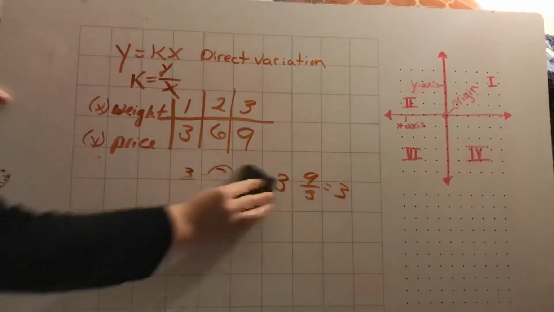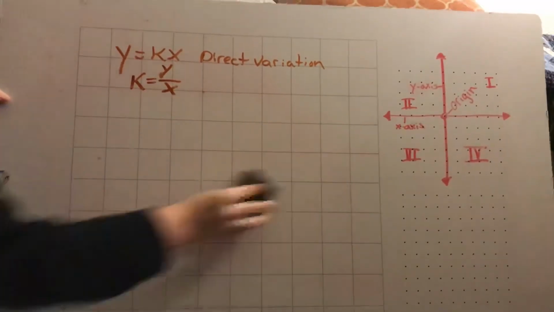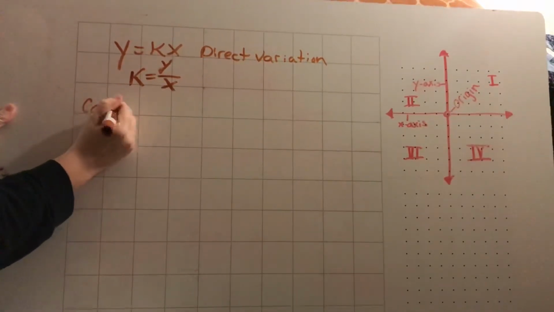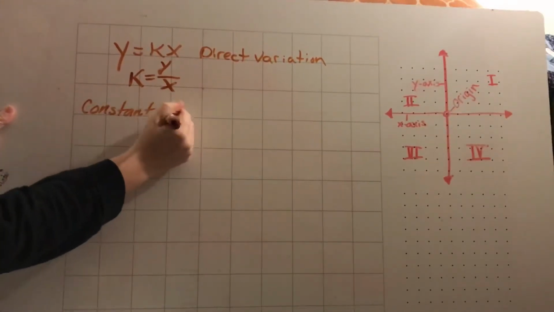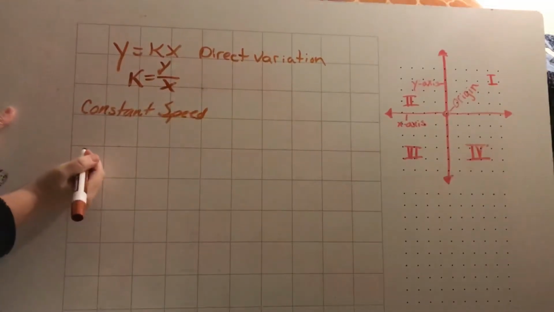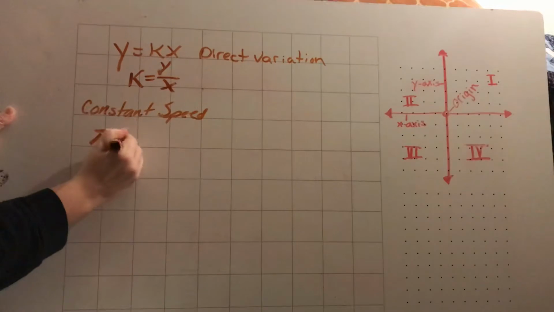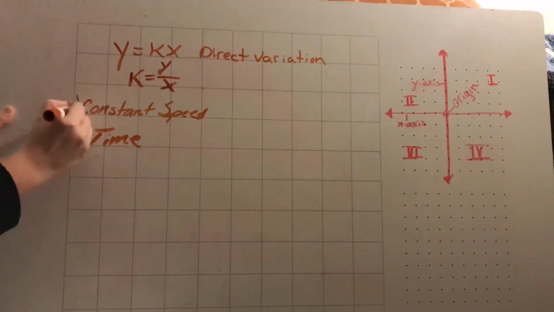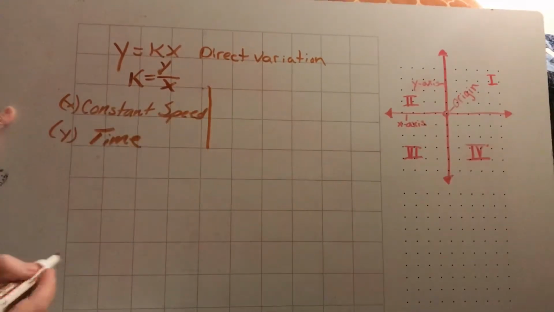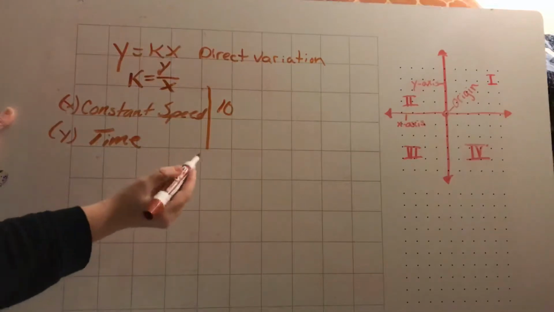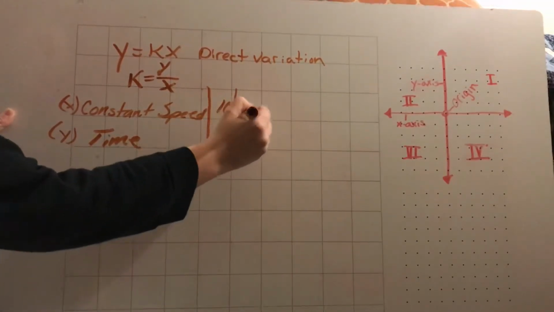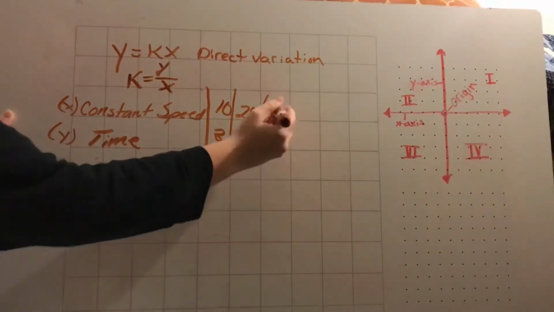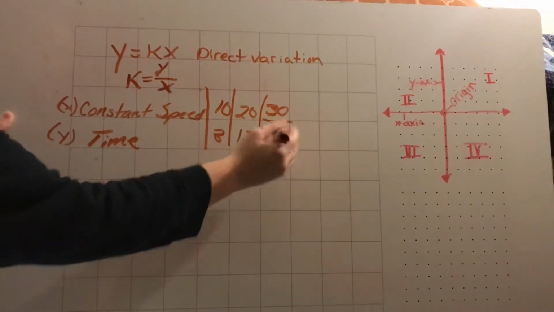Okay, let's try the next one. The next one, they give us the constant speed and time. Okay, so time is our y, constant speed is our x, and we have 10 over 3, 20 over 1.5, and 30 over 1.